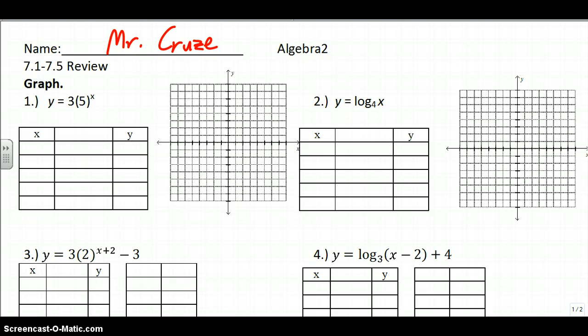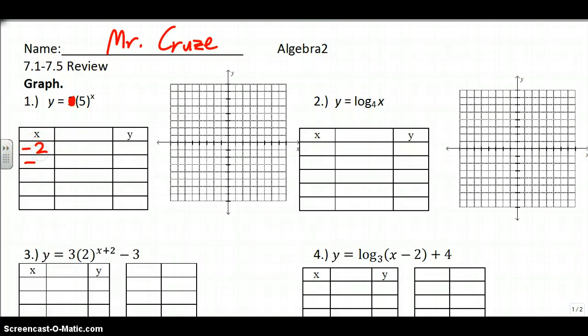Okay? So let's start off by graphing some. You'll notice mine has the t-tables unlike yours. Okay, we'll deal with that as we go. But y equals 3 times 5 to the x. Well, I'm going to make this a little easier. Let's ignore the 3 for now. Okay, we'll come back to it. 5 to the x. I can graph 5 to the x.